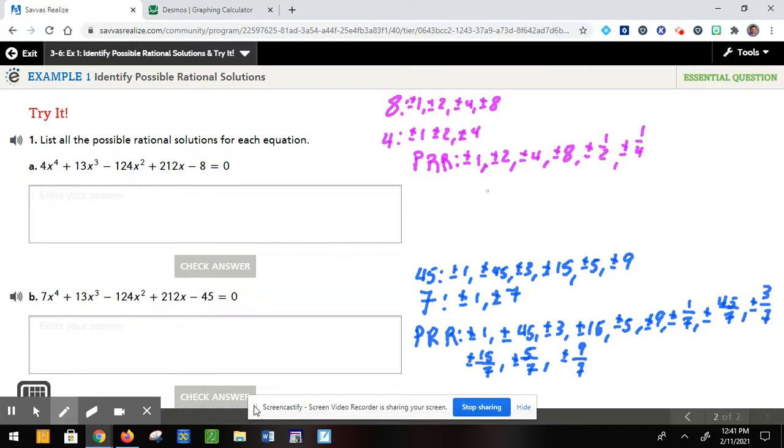Down here, basically the same thing. 45 has factors of 1, 45, 3, 15, 5, and 9. 7 has factors of 1 and 7. So the first 6 are just my factors of 45 divided by 1, so the factors of 45. Then I take all those factors of 45 and divide them all by 7. So 1/7, 45 sevenths, 3 sevenths, 15 sevenths, 5 sevenths, and 9 sevenths. So all those 12, well, I guess it's actually 24 because you have positive and negative possible rational roots for that function. All right, let's look at example 2.